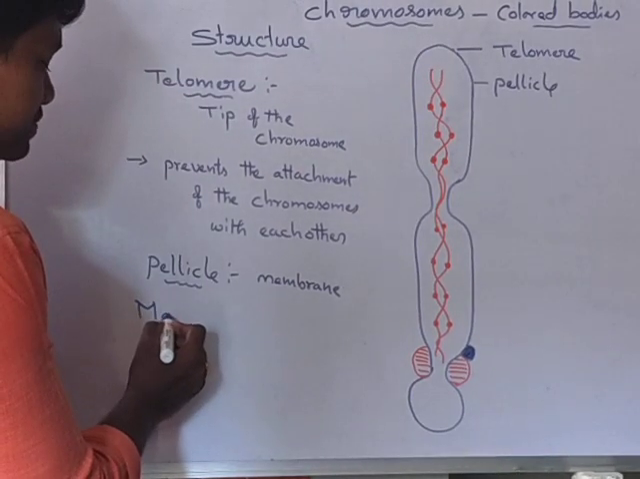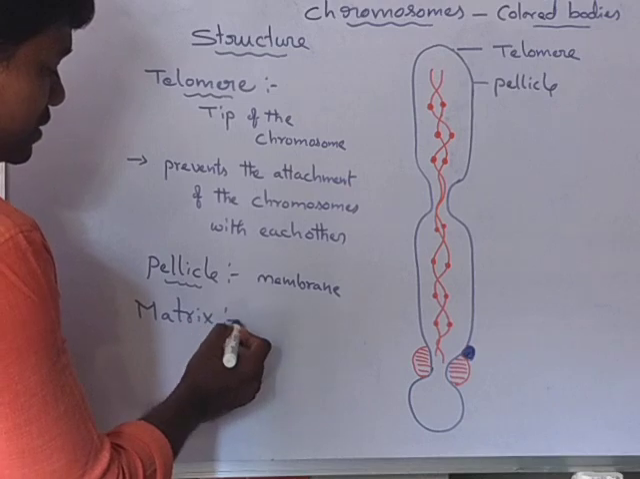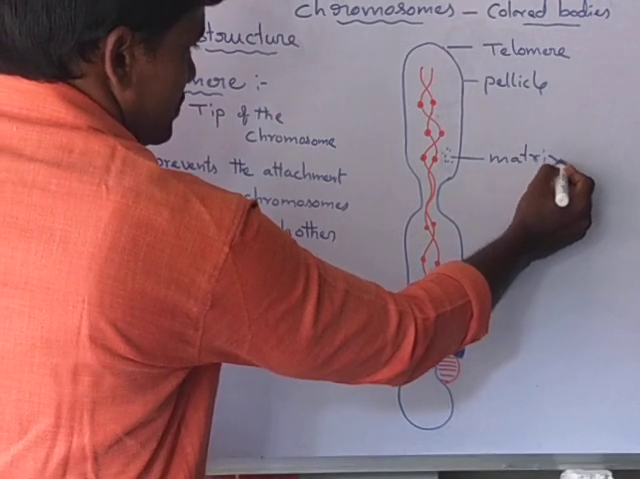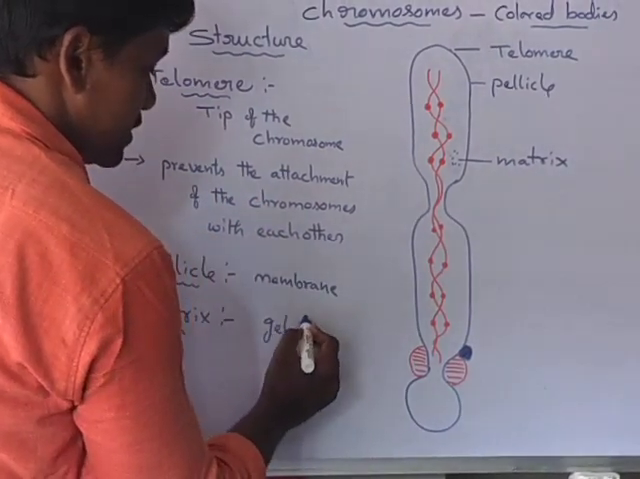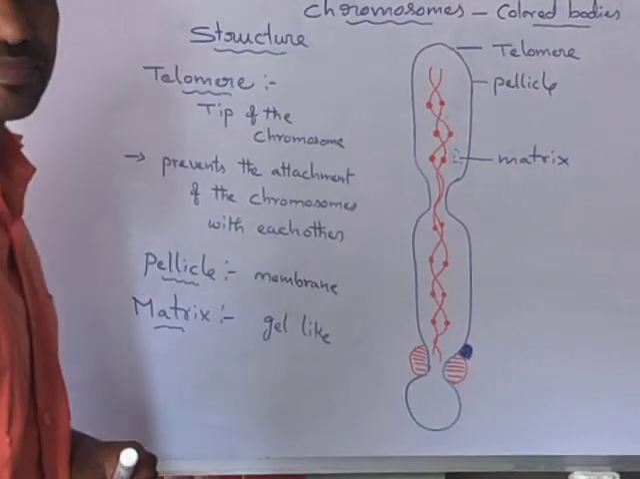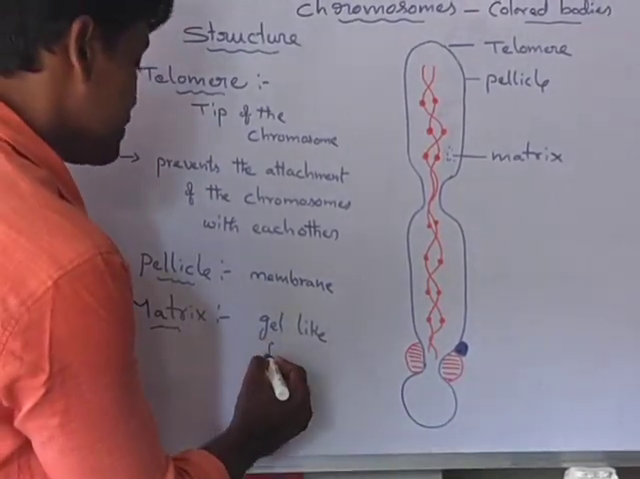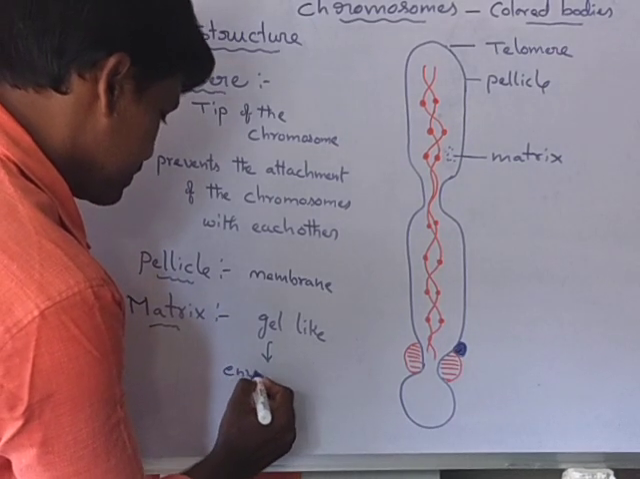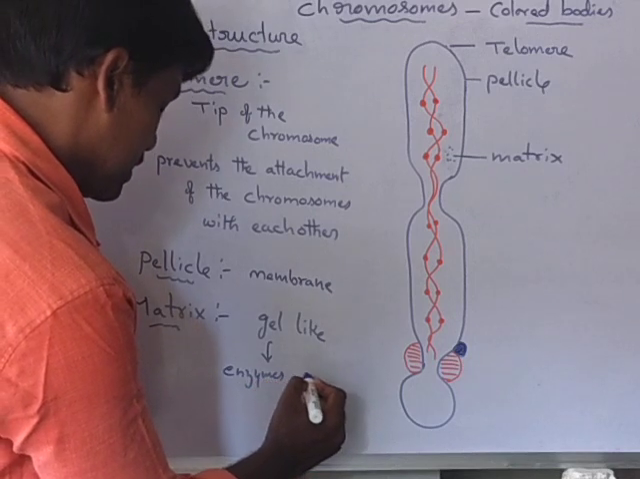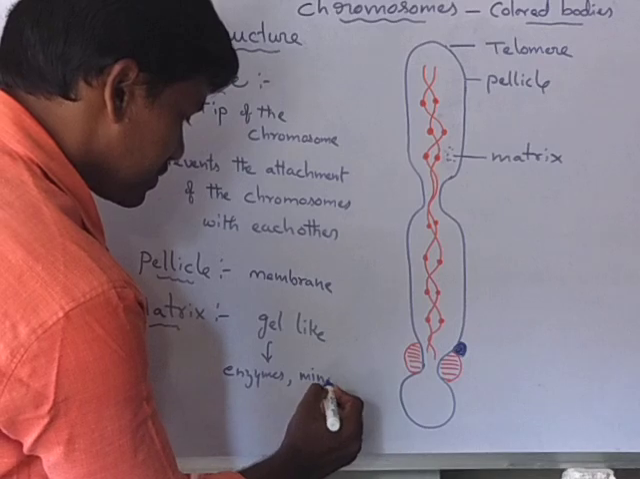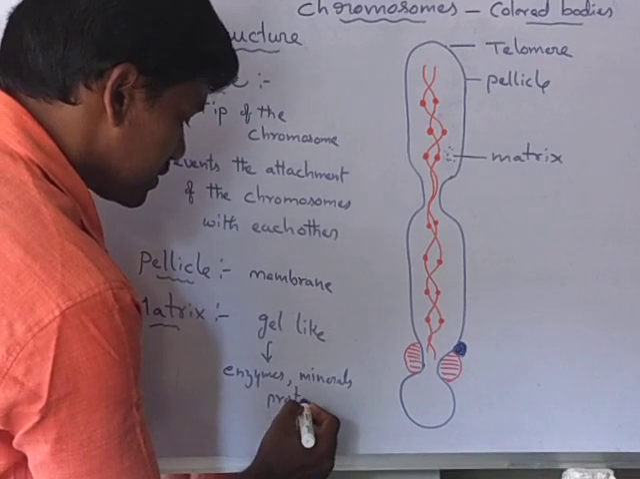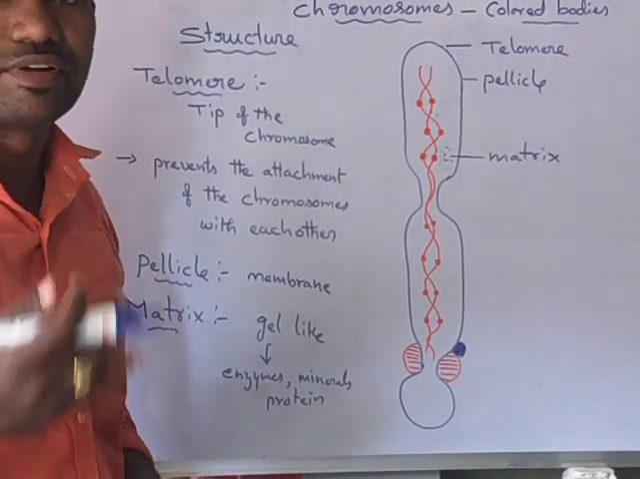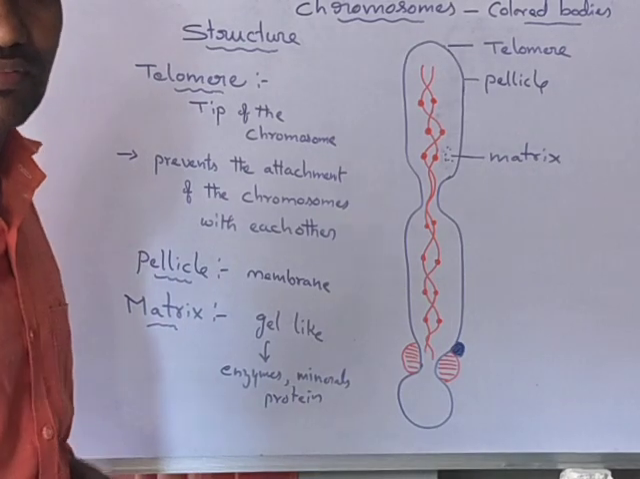Another one is matrix. So matrix is a gel-like structure. Generally it contains enzymes and minerals and proteins. Matrix is also an achromatic part. That means it is not involved in the hereditary process, not involved in the inheritance.